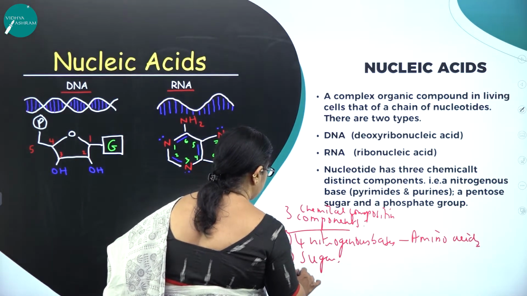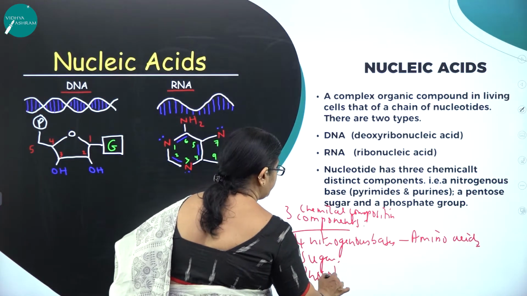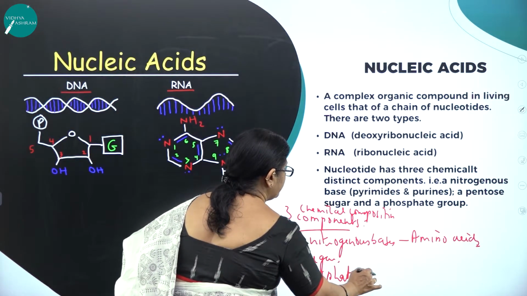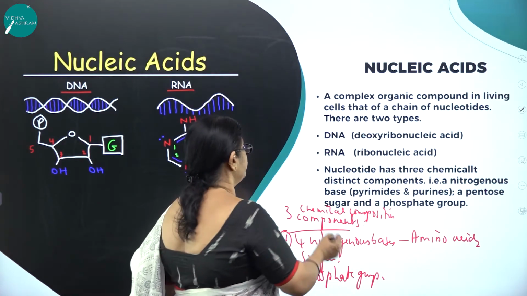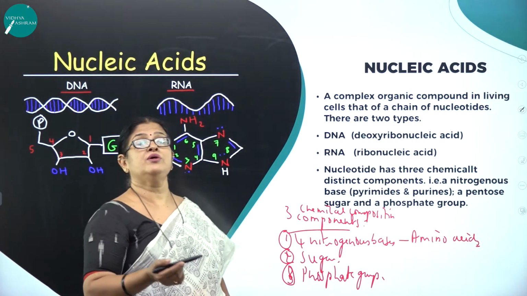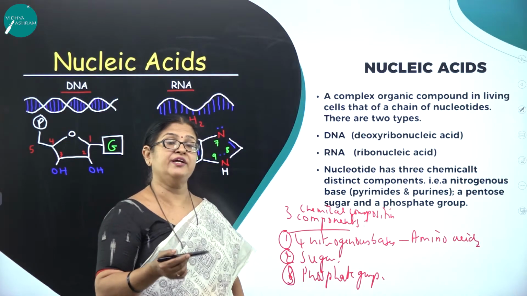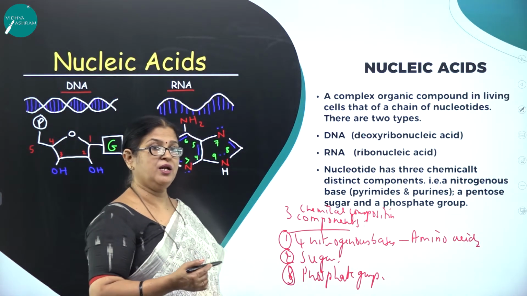Then the third one is the phosphate group. Only when the phosphate group is added will it be called an acid. So now let us understand how DNA and RNA differ with reference to chemical composition.